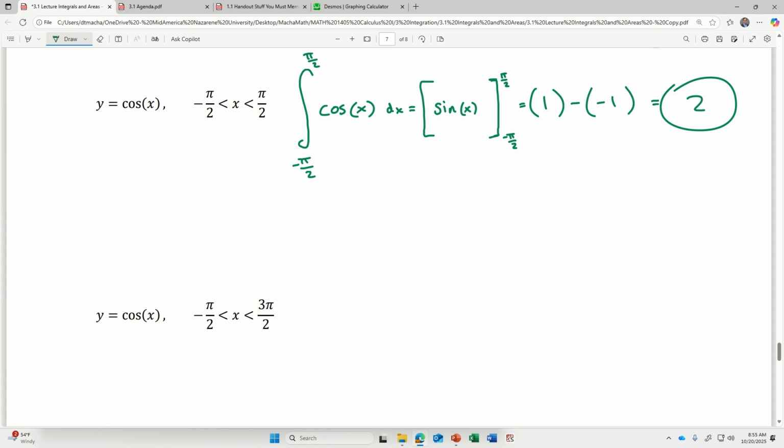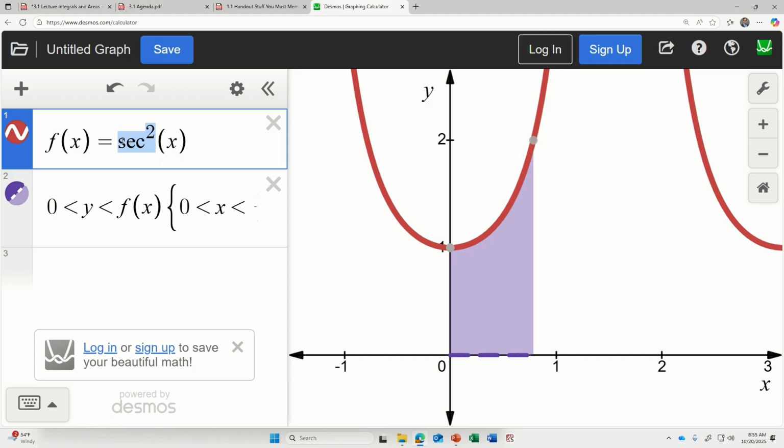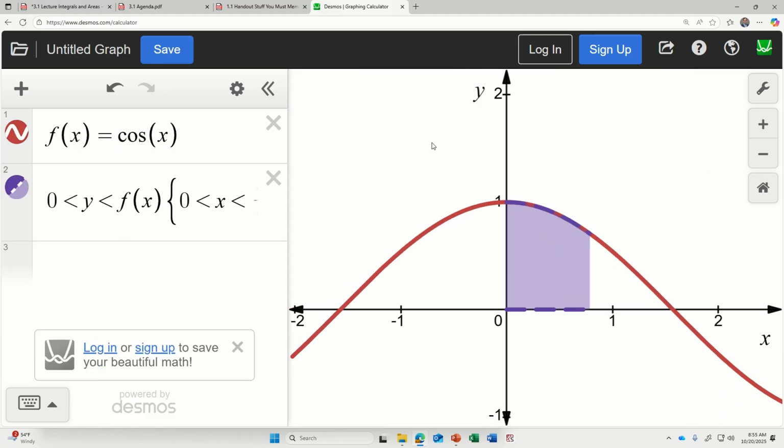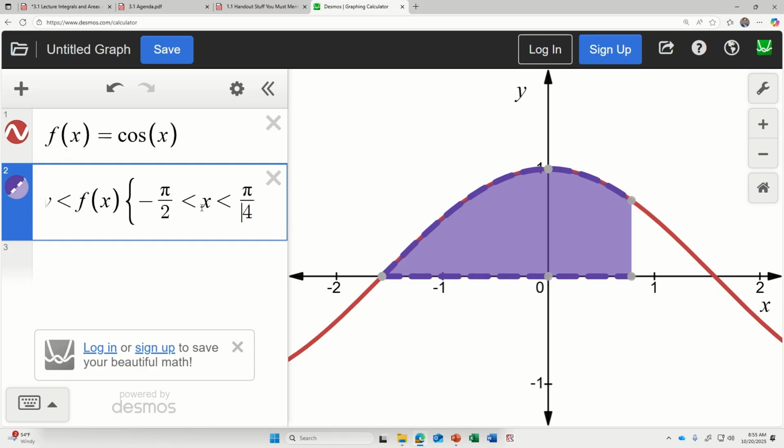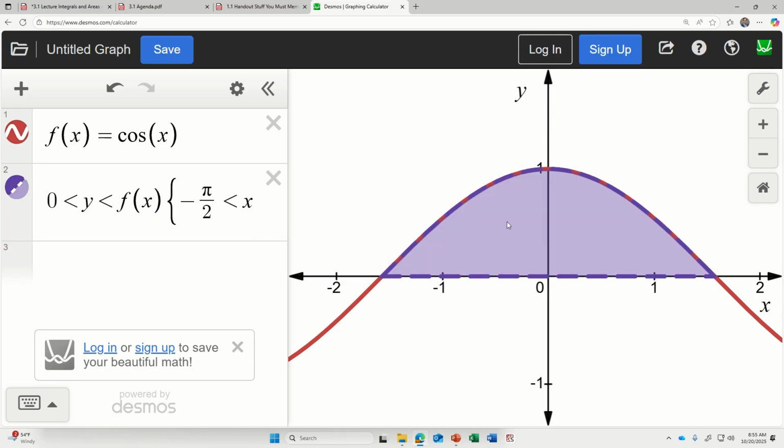And that means, as long as my curve didn't cross the axis, that the area under the curve, or the area between the curve and the x-axis, is 2. Let's take a look at what that would look like. Because here's cosine in red, and here is from negative pi over 2 to positive pi over 2. So the purple shaded area has an area of 2.